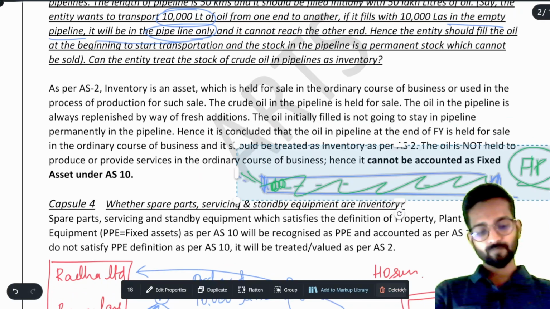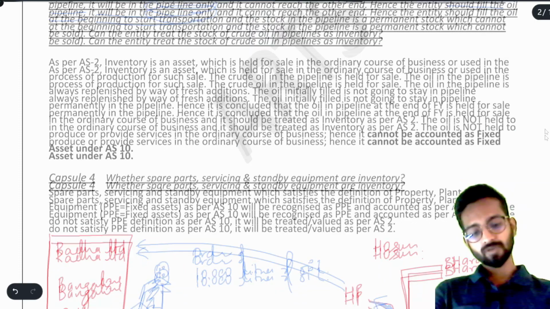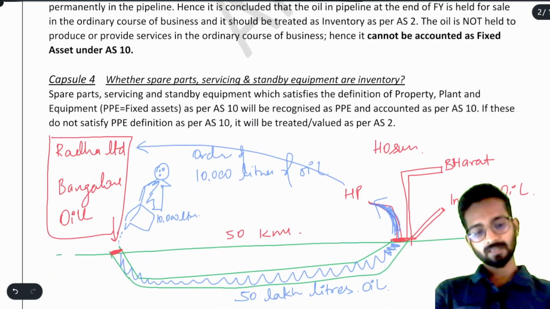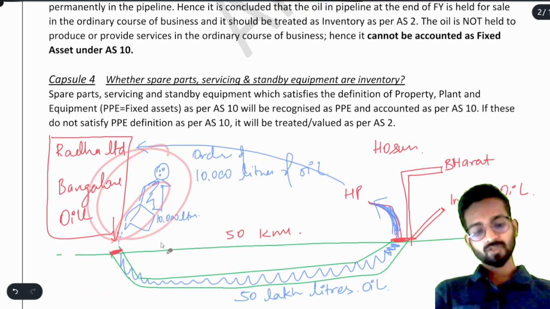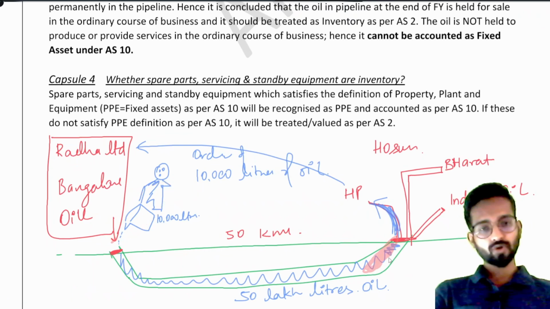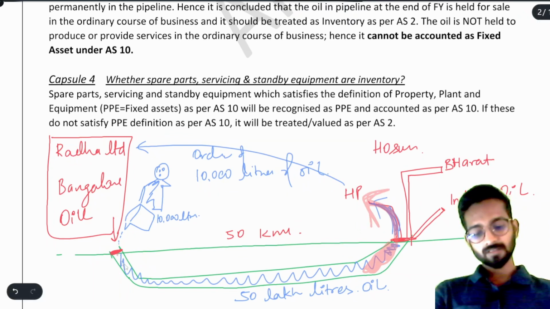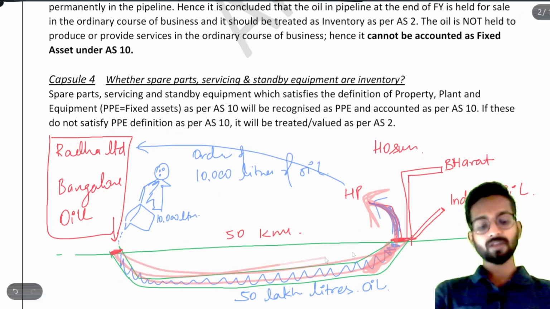Understood? Now we have already filled that. You can understand from the picture here that if Radha Limited is putting 10,000 liters of oil here, this old oil which is already present here will be transferred to Hindustan Petroleum. Understood? And this pipeline will always remain full.